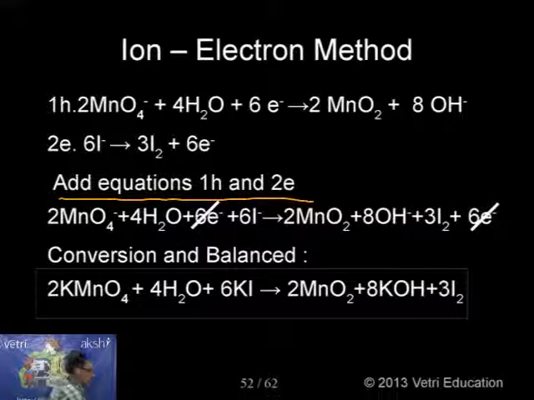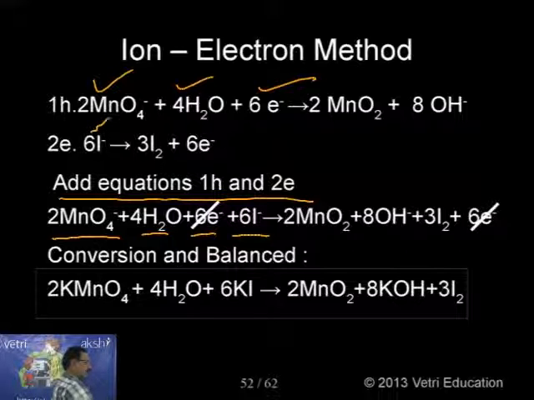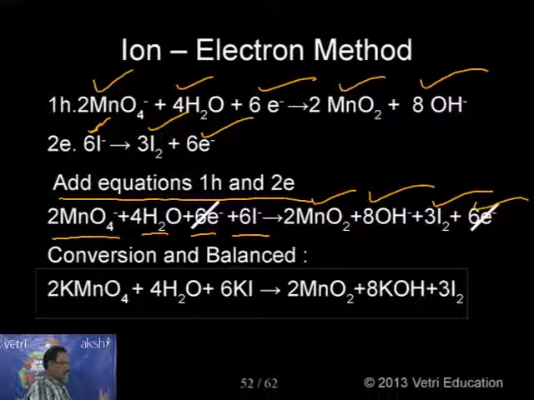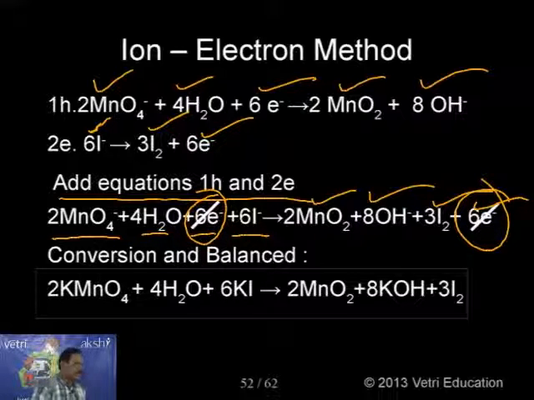On the left side: 2 MnO4 minus plus 4H2O plus 6 electrons plus 6I minus. I am taking this and this on the left hand side. And coming from the other side, 2 MnO2 I have written here, 8OH minus I have written here, then 3I2, and the 6 electrons I have written here. So when you compare both sides, the 6 electrons are getting cancelled. Left side 6 electrons, right side also 6 electrons, cancelled.